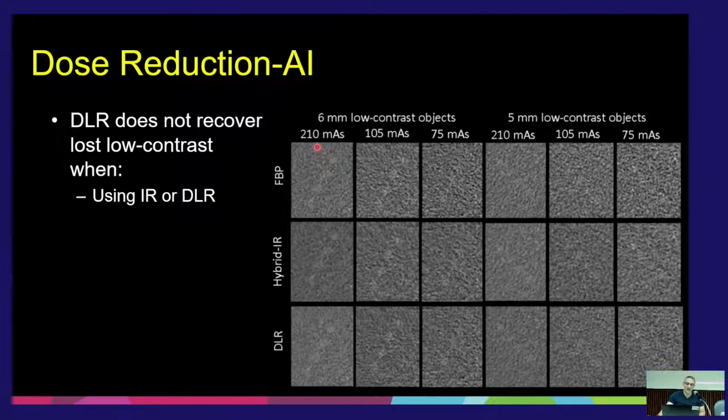I imaged it at almost 50% dose reduction. So I started at 210 mAs, largely reduced it by 50%, and then just a little less than 50% again.